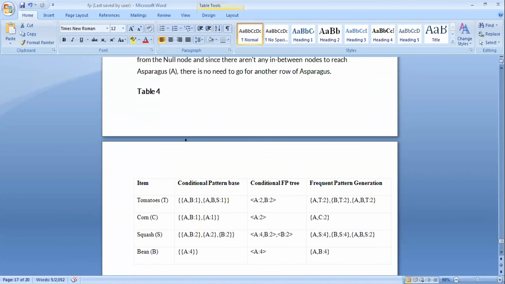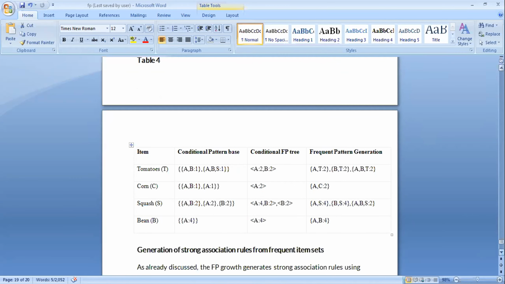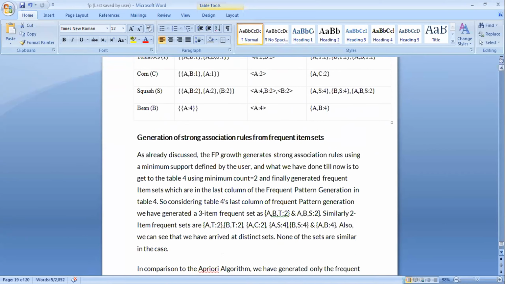Now for tomatoes, the conditional pattern base is represented as AB. So AB, how many times is it repeated, and ABS, how many times. In the conditional FP tree, A is repeated 2 times and B is repeated 2 times. So in frequent pattern generation, AT is 2, BT is 2, and ABT is 2 times. In a similar way for corn, squash, and beans, frequent patterns are generated, and finally you get the strong association rules for the frequent item sets.